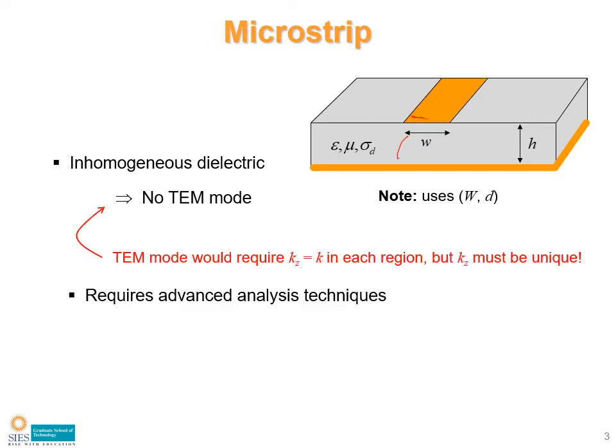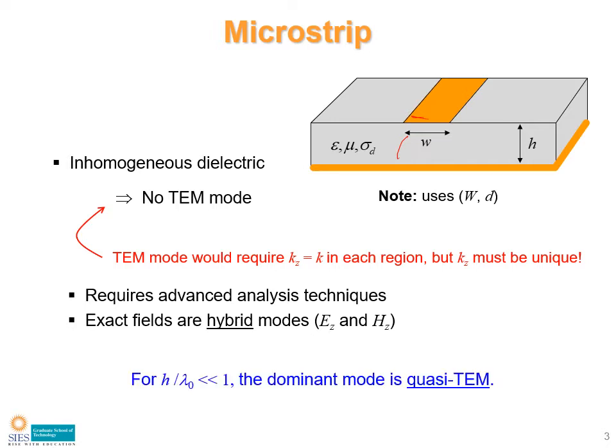As there is no perfect TEM mode possible, it requires advanced analysis techniques. The exact fields are a hybrid mode, as one of the dielectrics is air and the other is a physical dielectric material. So we can say the fields are hybrid. Exact fields are hybrid modes. Ez and Hz fields are there.